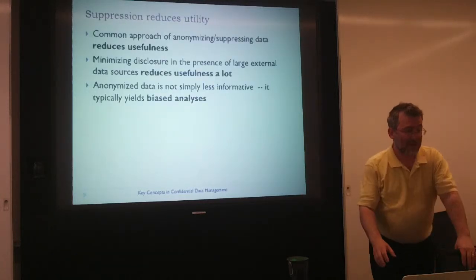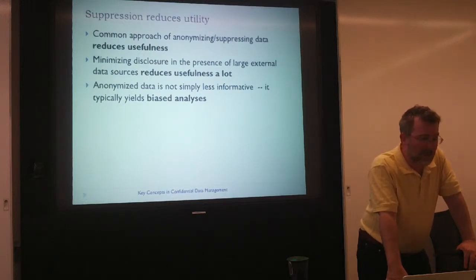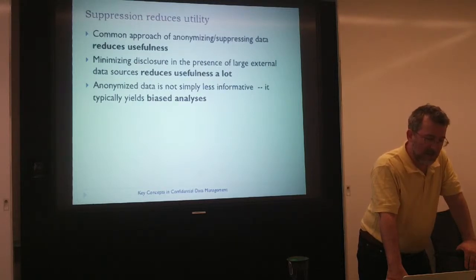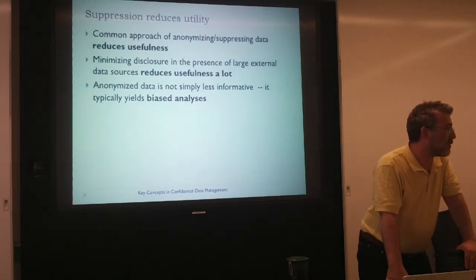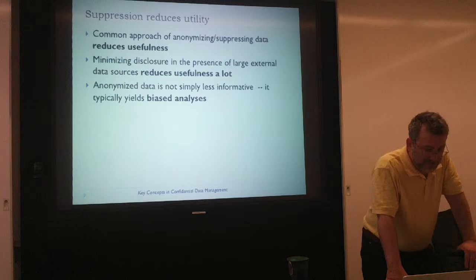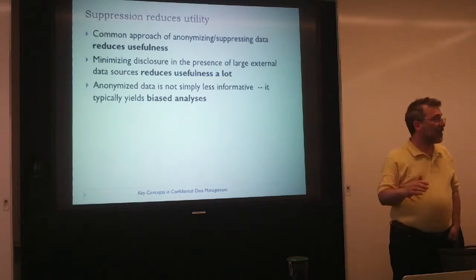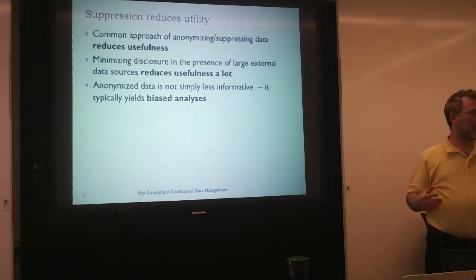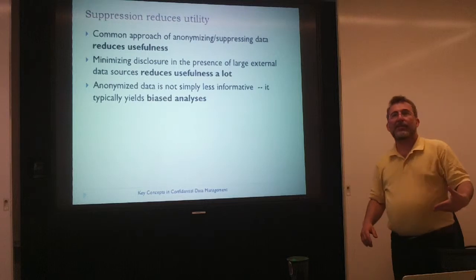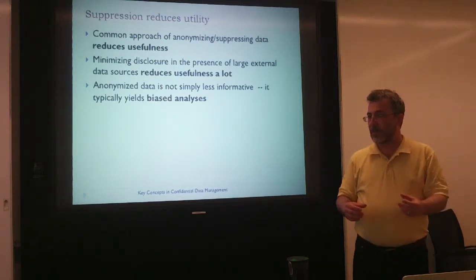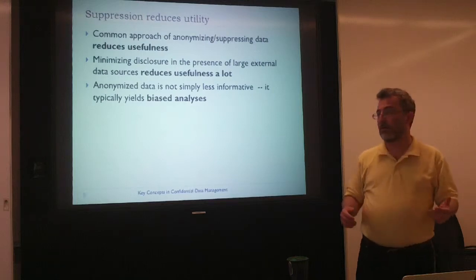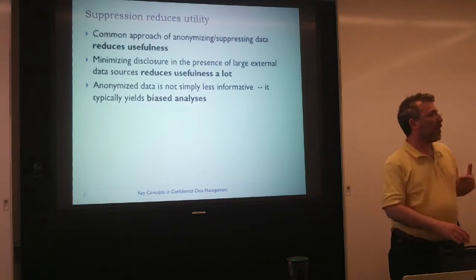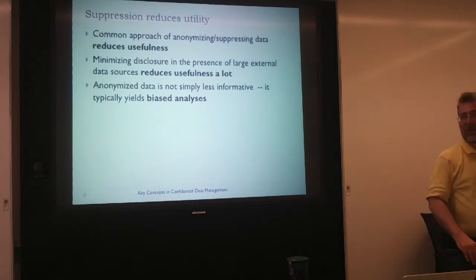So some note of caution, right? The common approach of suppression basically reduces the usefulness of the data, and depending on what the external data you're worried about is, it may reduce the usefulness a lot. And it's not just that there's less information, and so you get larger standard errors, but you get an unbiased estimate of the same thing. With some of these techniques, there's no guarantee that you won't get a biased estimate, that your inference will not be able to infer to the same population that you collected from.